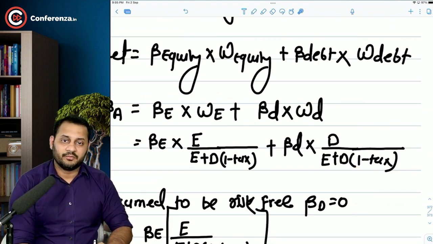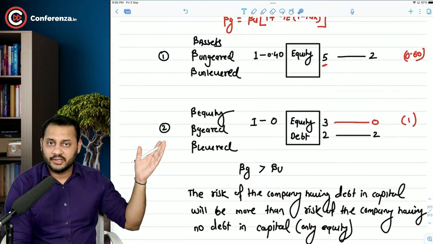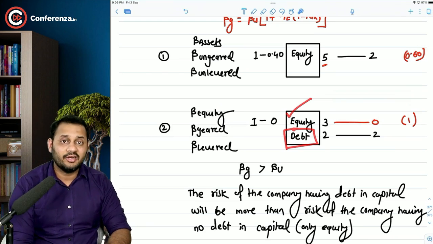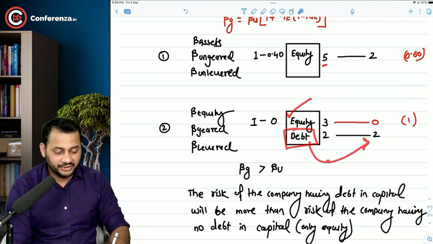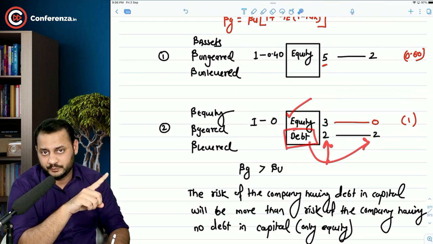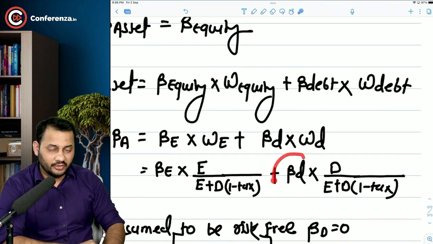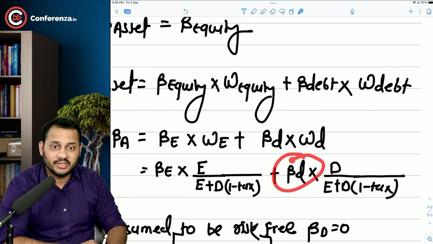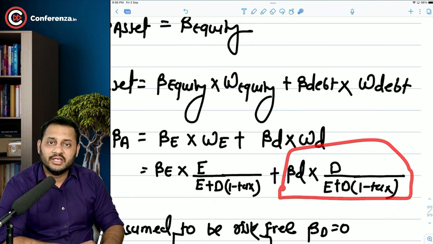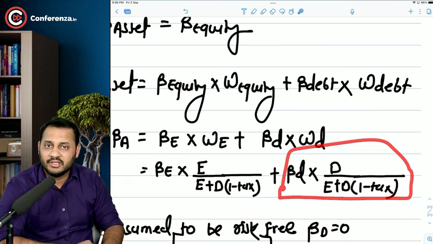But what happens normally? You can clearly see that in the case of a levered company, the risk of equity holders increases, but virtually debt holders have no risk because they know that in case of liquidation, they will be the first to be paid. So debt beta is virtually considered as zero. And if we assume the debt beta is zero in this equation, this entire part will become zero. The only equation left will be: asset beta is equal to equity beta into equity divided by E plus D (1 minus tax).